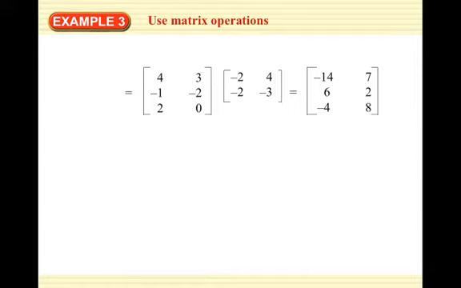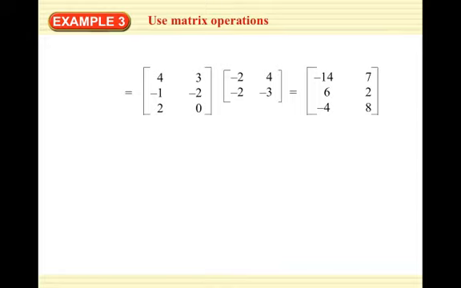Now we're going to go down to that third row. 2 times negative 2 is negative 4. Plus 0 times negative 2, well, that just adds 0, so negative 4 is the total. Third row, second column, we have 2 times 4 is 8, plus 0 times negative 3, 8 plus 0 is 8. So that's how they got that product matrix.